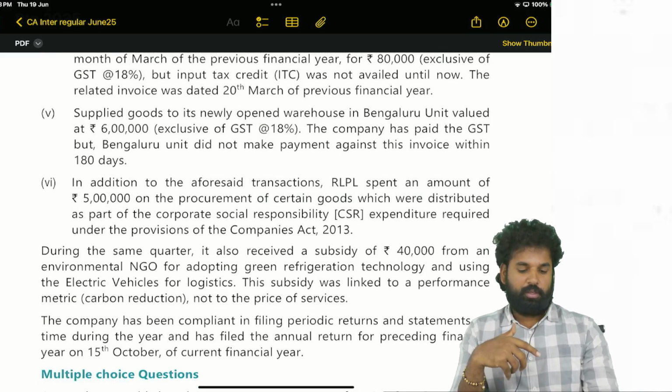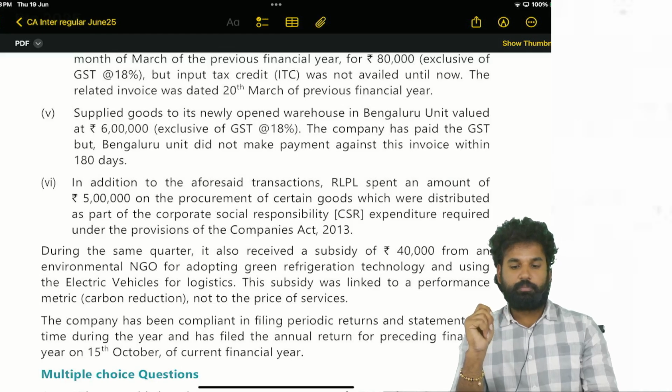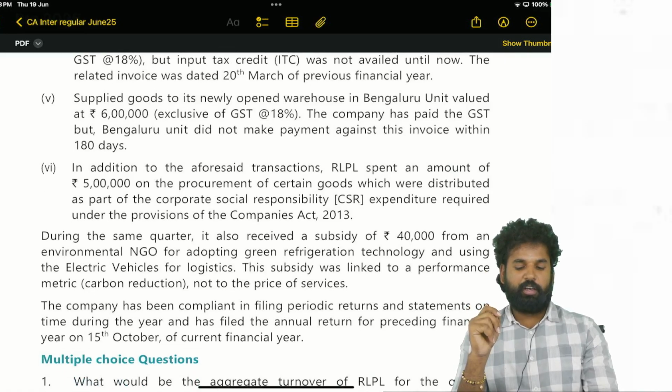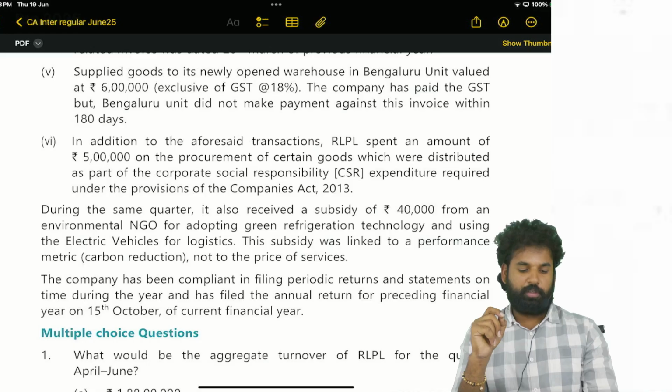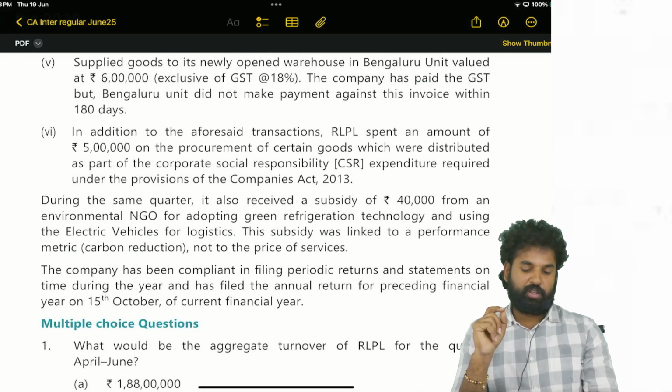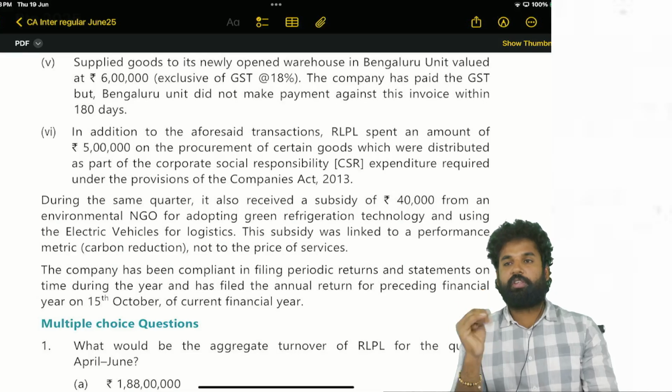Okay. In addition to the aforesaid transaction, RLPL spent an amount of 5 lakhs on procurement of certain goods, which were distributed as a part of corporate social responsibility required under the provisions of Companies Act 2013. During the same quarter, it also received a subsidy of 40,000 from an environmental NGO for adopting green refrigeration technology and using electric vehicles for logistics. This subsidy was linked to performance metric, carbon reduction, not to the price of the services.